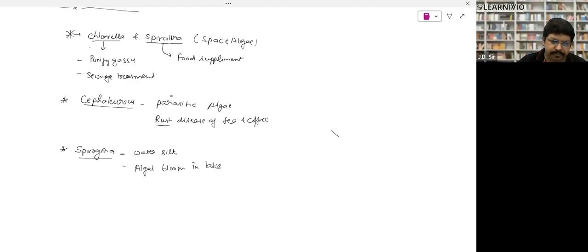Cephaleuros. This question has been asked multiple times. Cephaleuros is a parasitic green alga. Please remember, Cephaleuros is the parasitic green alga. It causes red rust disease of tea and coffee, meaning it destroys the tea and coffee crop. Spirogyra is known as water silk, right? And it is responsible for algal bloom in lakes. Like it destroys the lake. Clear? Yes.